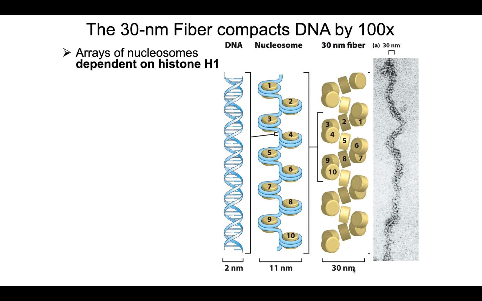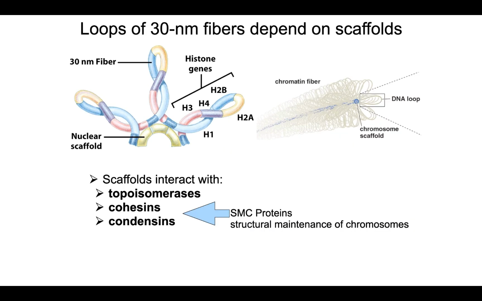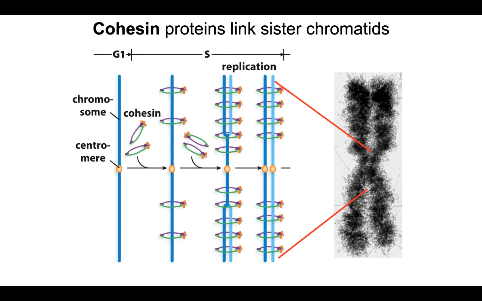Then those 30 nanometer fibers begin to coil up on themselves and interact with a nuclear scaffold that is made up of a bunch of different proteins, including topoisomerases and what are called structural maintenance of chromosome proteins, or SMC proteins. This includes cohesins and condensins. So if we take a little bit closer look at a chromosome that is really beginning to condense, getting ready to prepare for mitosis, to divide, we see this.